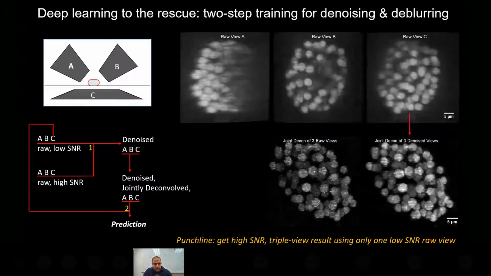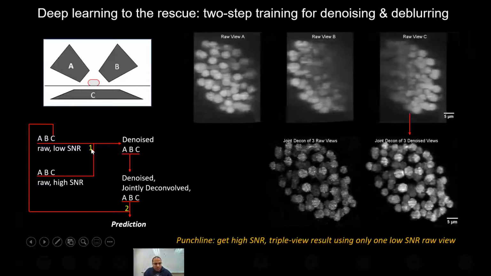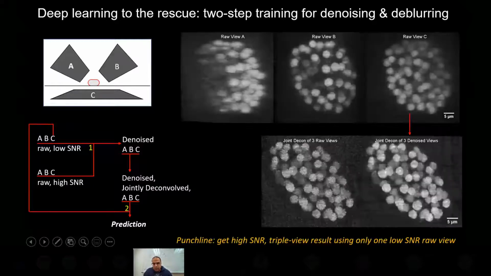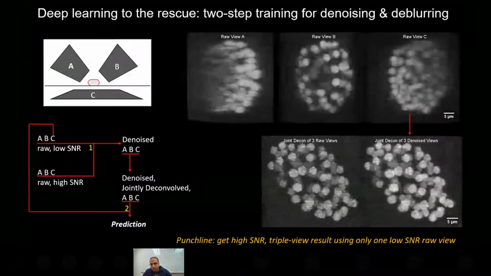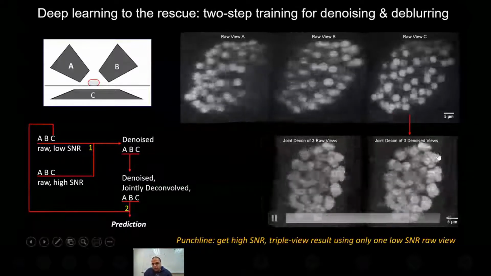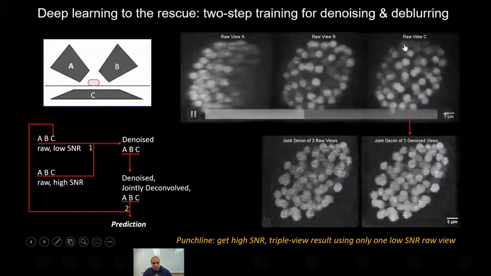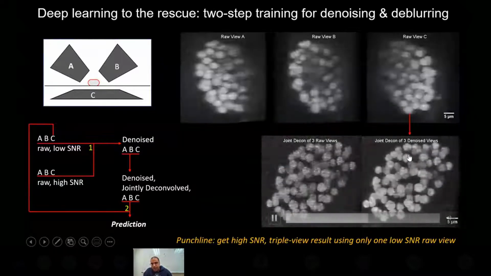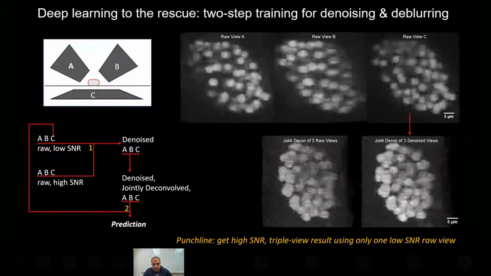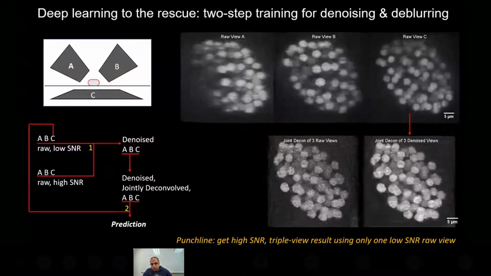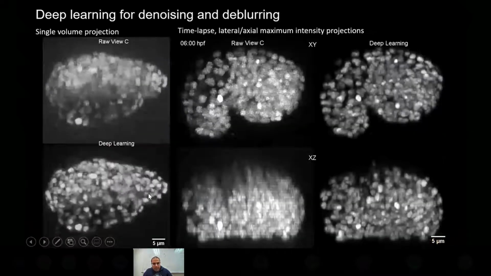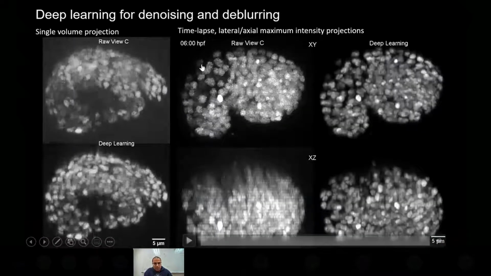So we can get around this using deep learning if we train one neural network to denoise based on high and low SNR data sets. And then if we take that denoised input, we can improve the signal to noise ratio of our deconvolved reconstruction. So that works nicely. Then we wondered if we could go even one step further. Could we go directly from the raw data collected by just the lower objective and produce this higher SNR, denoised, descattered data set? And this actually works. So the punchline is you can get the high SNR triple view result using only this single scattered input. And that's maybe easier to see in this cross section and in this volumetric view.